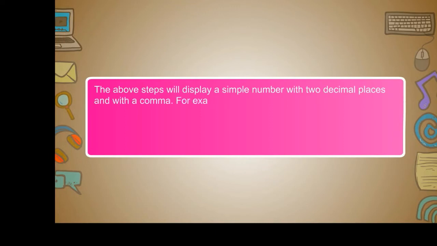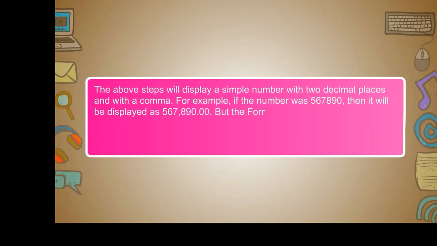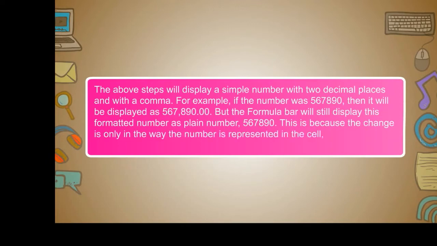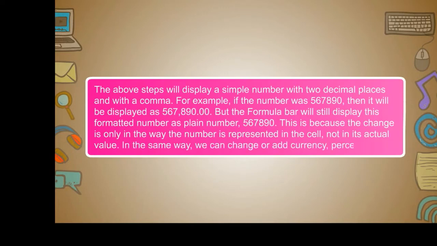For example, if the number was 567890, then it will be displayed as 567,890.00. But the formula bar will still display this formatted number as plain number, which is 567890. This is because the change is only in the way the number is represented in the cell, not in its actual value. In the same way, we can change or add currency and percentage, etc.